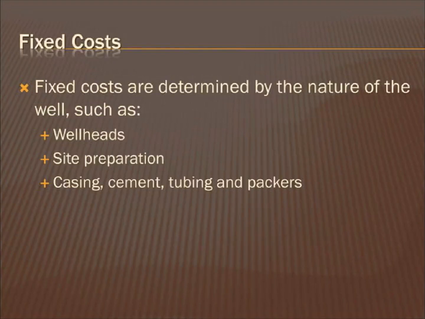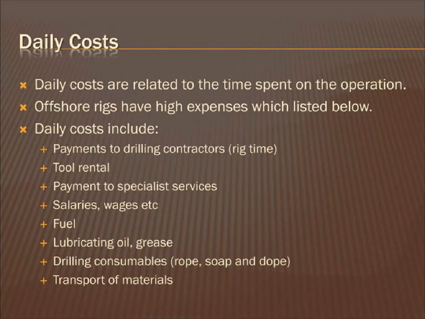Fixed costs, as seen in this slide, are determined by the nature of the well. These can include the costs of wellheads, site preparation, casing, cement, tubing and packers. When the costs for these elements are projected accurately, it can help the author's company provide cost predictions that help make sound economic decisions. This slide focuses on well location, depth, fixed, daily, and unit costs, as well as AFEs, authorizations for expenditure.